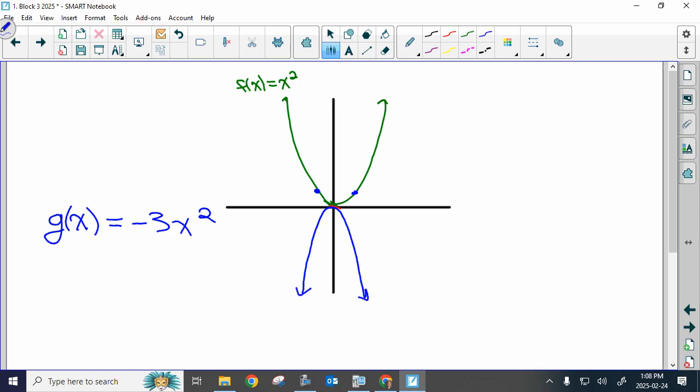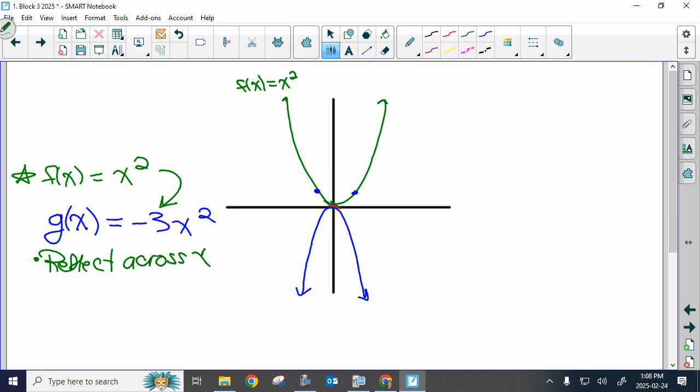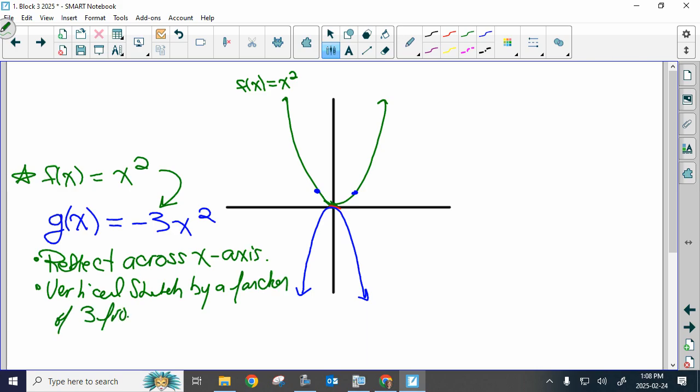So when you're thinking about the description, we started with f of x is equal to x squared, and we're turning it into this guy. I would say, okay, what happened to this guy to get this? This is the language of transformations that you have to use. You would say reflect across the x-axis, and then you would say vertical stretch by a factor of 3 from the x-axis, and that makes it look skinnier.